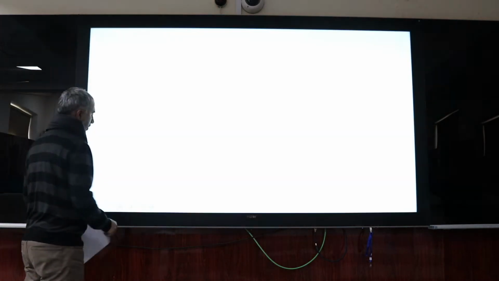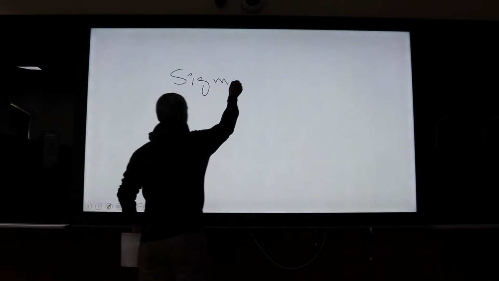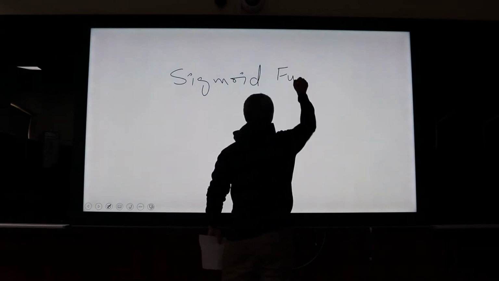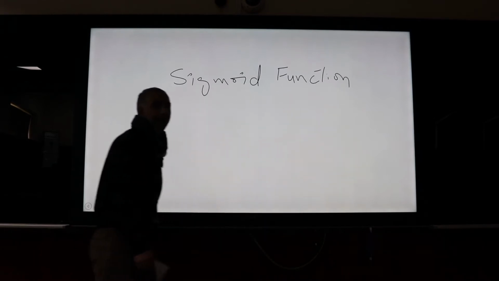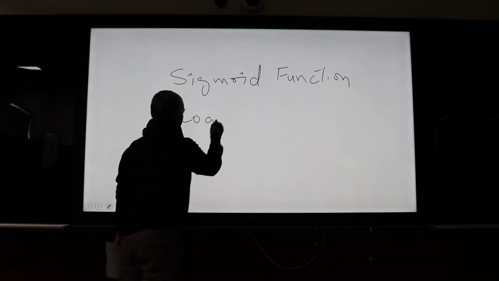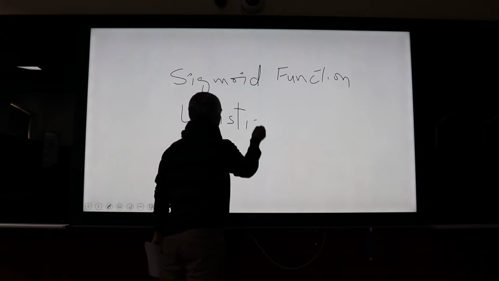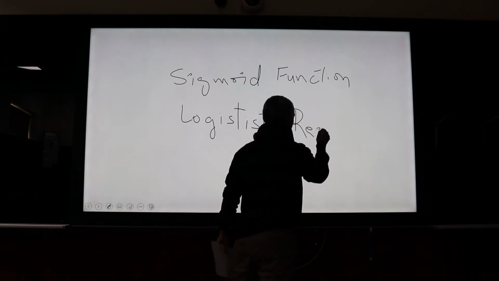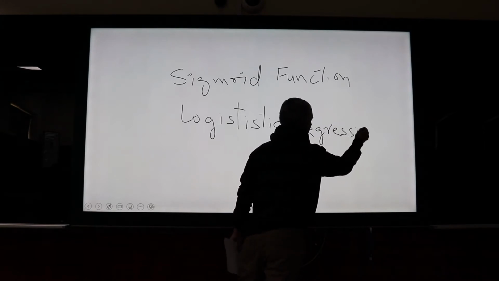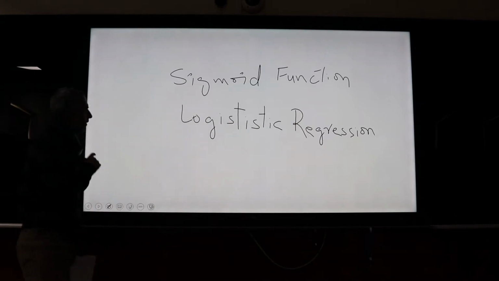In this lecture, we will talk about the concept of the sigmoid function, or you can say the logistic function. It is also known as logistic regression. In this function, we need to know that wherever regression does not work amicably, we will use the concept of the sigmoid function.